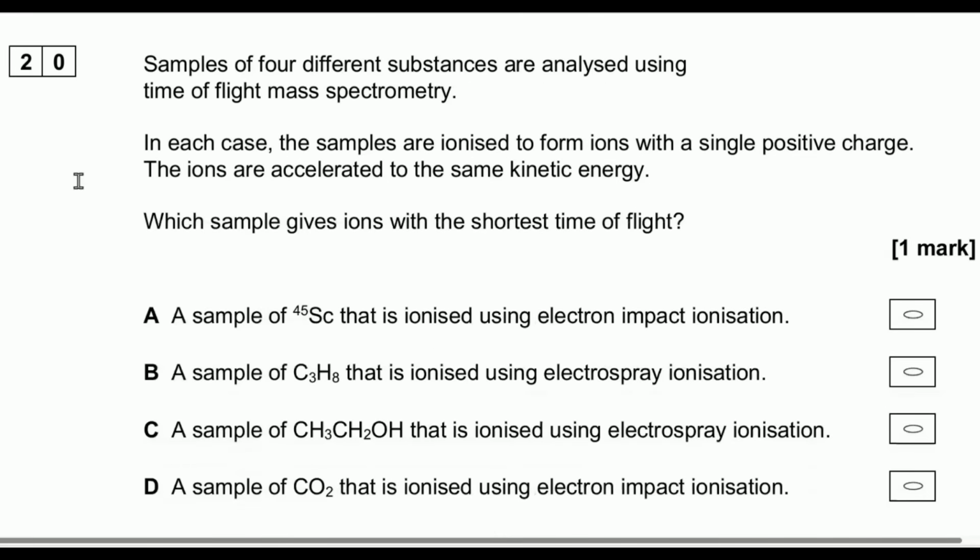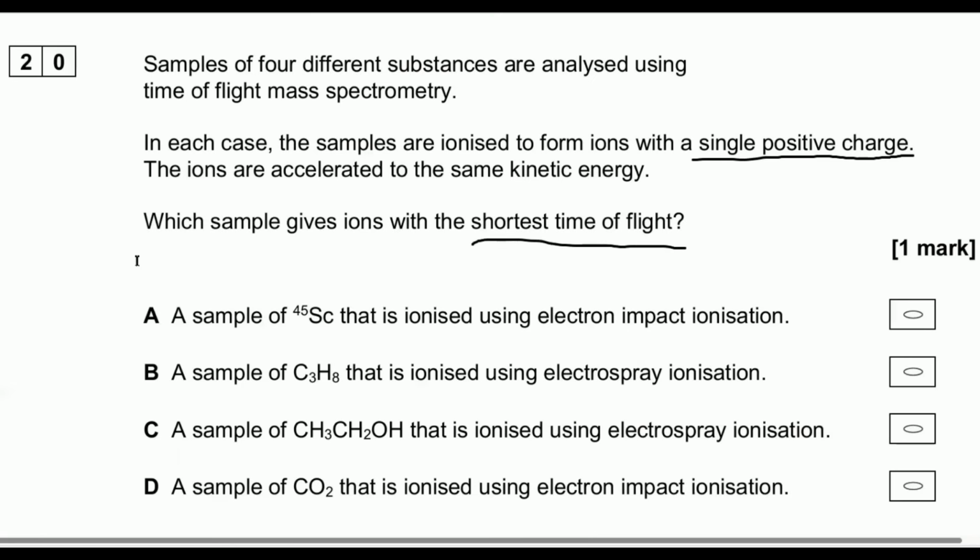Okay, 20, last question. Samples of 4 different substances are analysed using time of flight (TOF) mass spectrometry. In each case, the samples are ionised to form ions with a single positive charge. The ions are accelerated to the same kinetic energy. So which sample gives the ions the shortest time of flight?